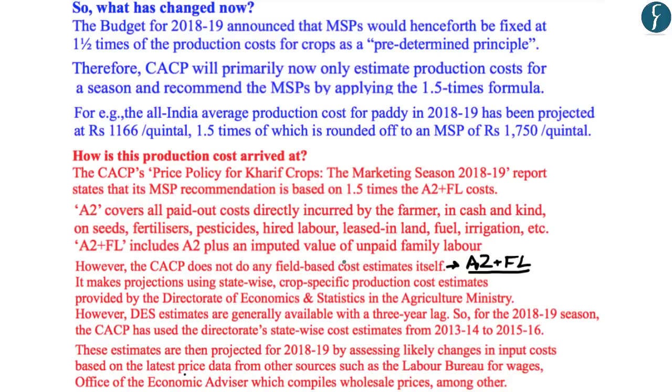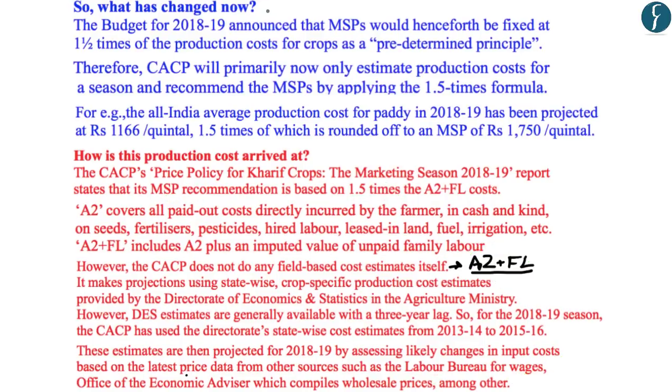So now hopefully you've also understood that the Commission does not have any field-based data to estimate the cost that would make up the A2 plus FL system. Therefore it uses the production cost estimates of the Directorate of Economics and Statistics in the Agriculture Ministry, the wages data from the Labor Bureau, the wholesale prices data from the Office of the Economic Advisor, among other forms of input data, to estimate the cost that would form under the A2 plus FL formula, which would then form the production cost upon which 1.5 times would be provided for MSP. Now hopefully you have understood how the MSP prices would be calculated under the new formula.